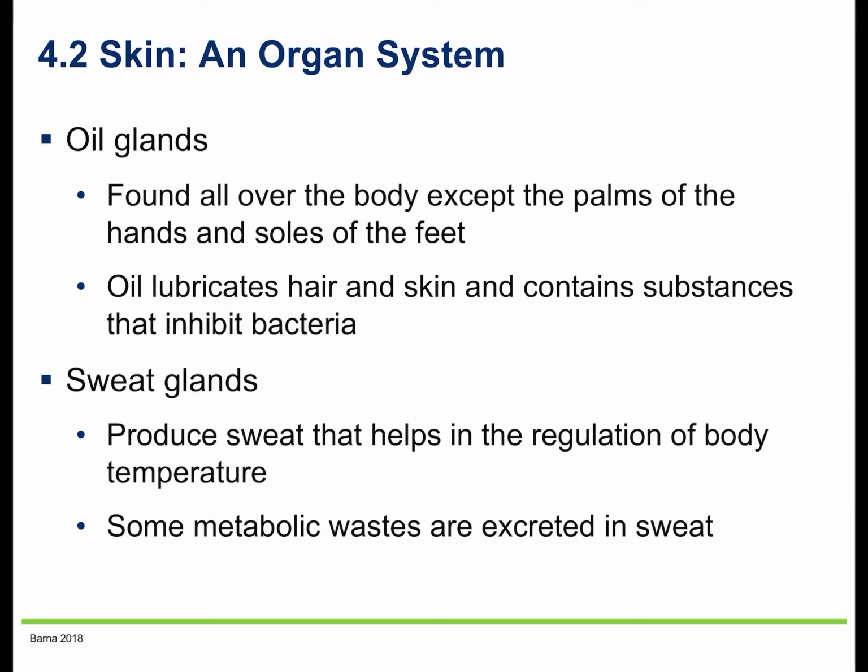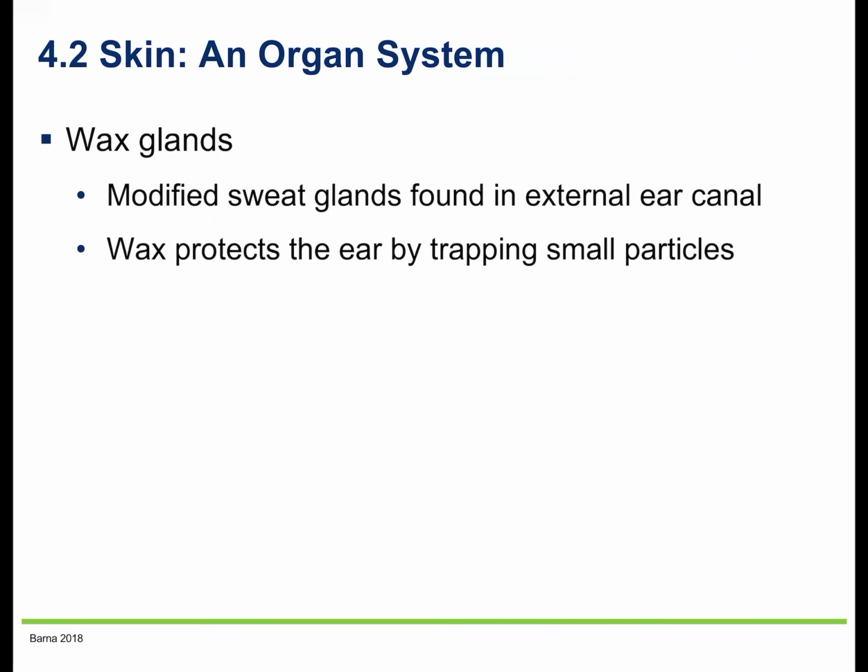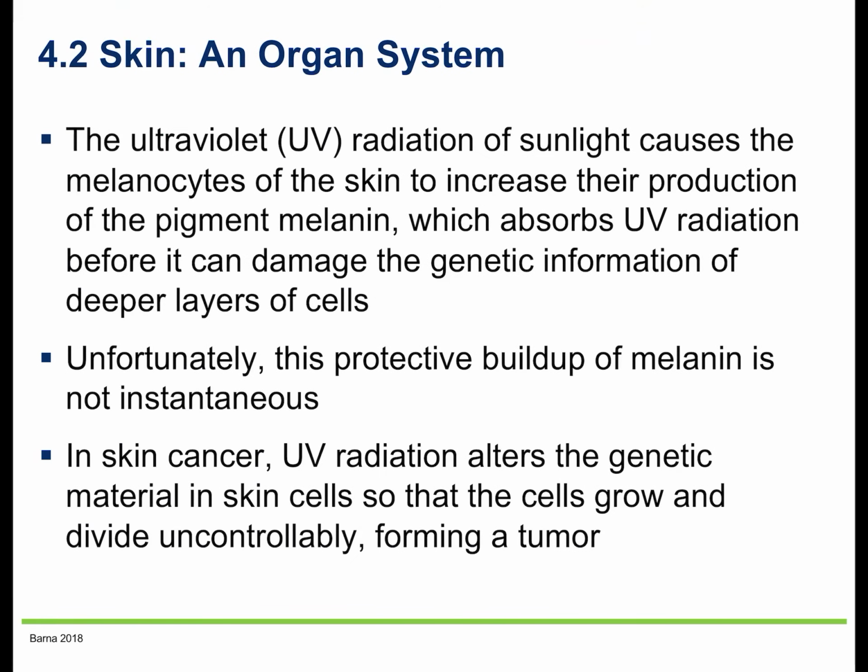Oil glands, we find those everywhere in the body except for the palms of the hands and the soles of the feet. Oil glands predominantly lubricate our skin and our hair, so we find them attached to our hair follicles. They also have antimicrobial type components. Sweat helps with temperature regulation, and in sweat we have waste products, so that is a release of waste products. Wax glands, these are called ceruminous glands. They produce a wax that helps trap dirt and debris in the ear canal.